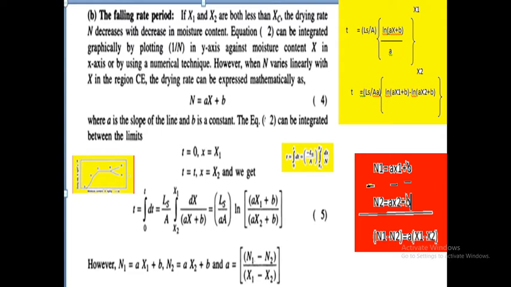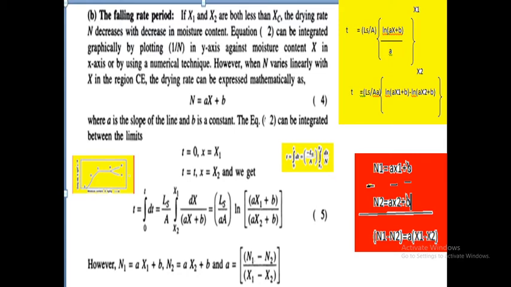When capital N varies linearly with capital X in the region of CE, refer to the drying rate curve in the yellow color box on the left hand side. From this curve, what about the CE region? The CE region is the second falling rate region. Refer to the graph from left to right. CE is nothing but a falling rate period, that is, the second falling rate. So in this graph, the CE region is linear, on a linear scale.